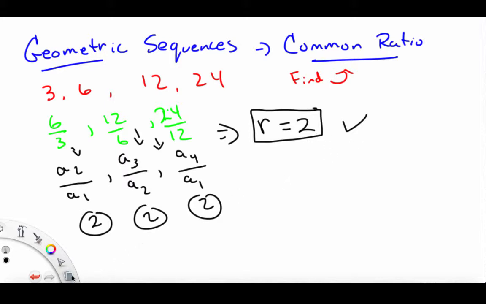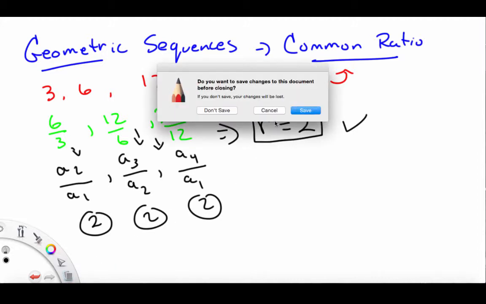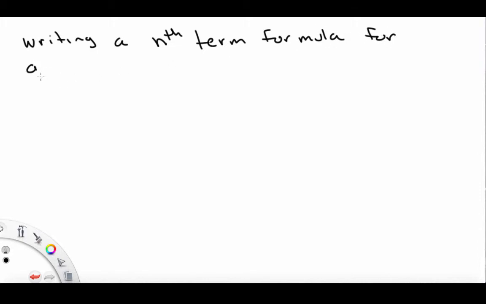Now let's go to the next. You can pause here if you want to and review your PowerPoint and your notes while looking at the video at the same time. Let's go to a new page. We talked about geometric sequences and how to find a common ratio. How about writing an nth-term formula for geometric sequences?